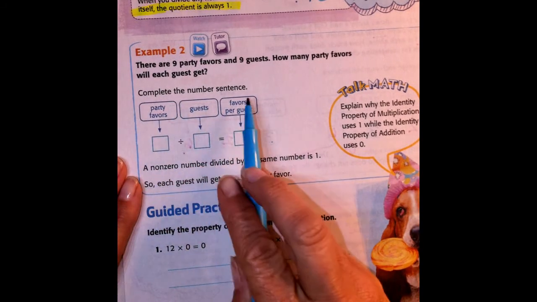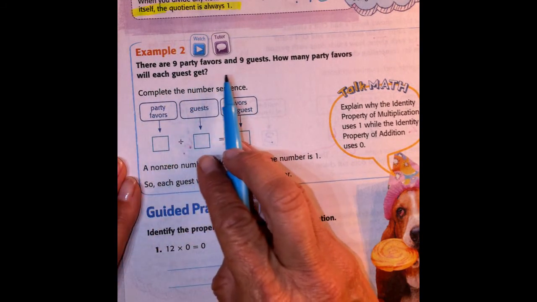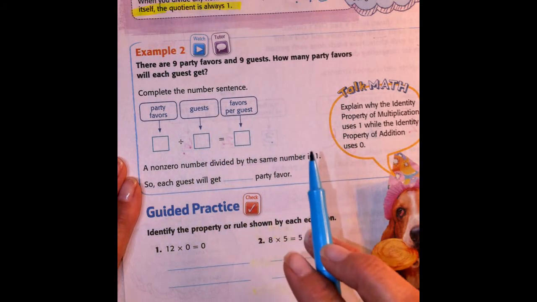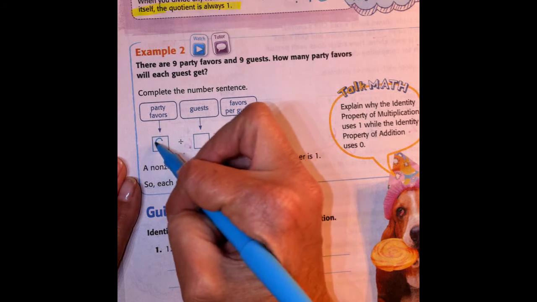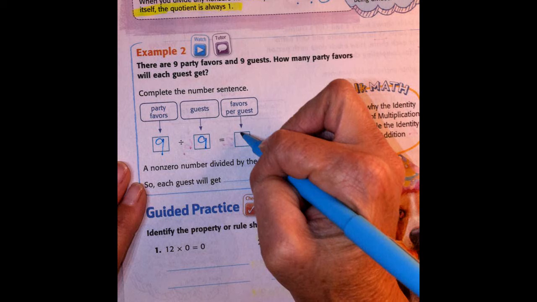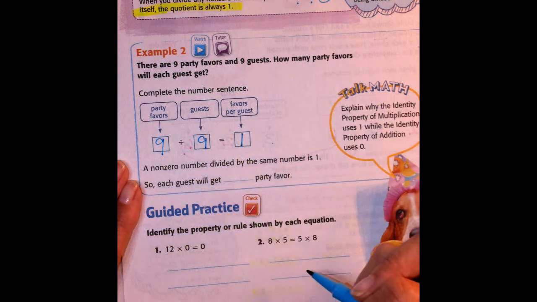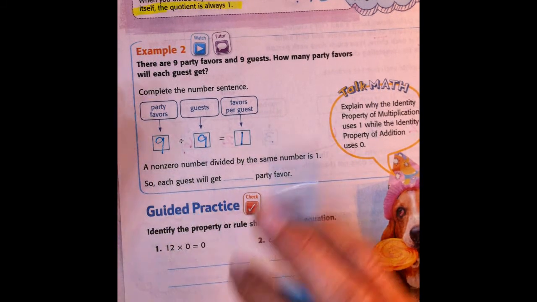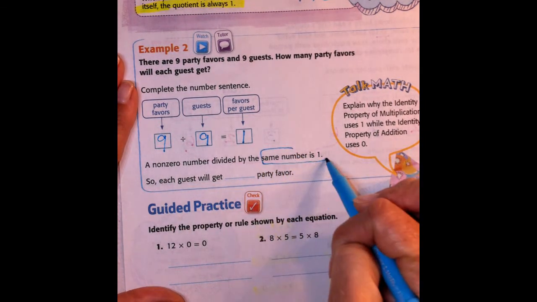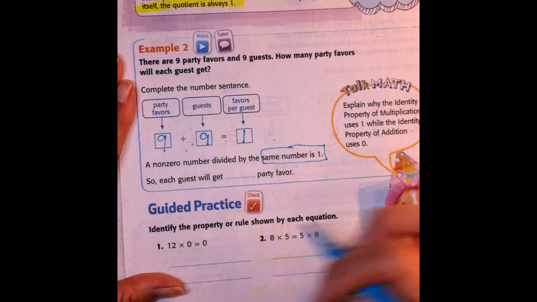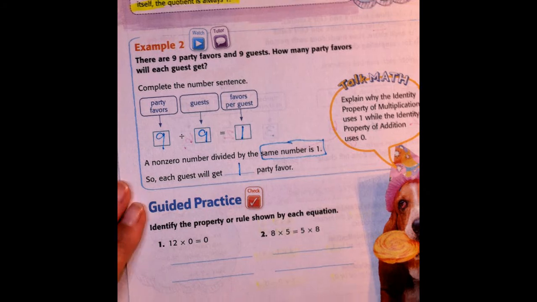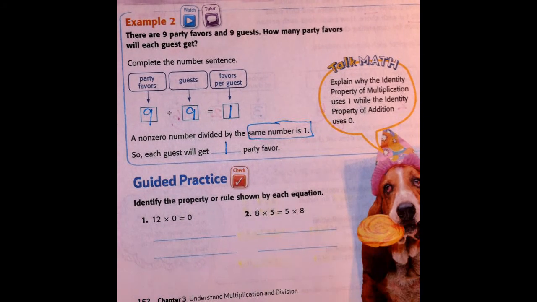So looking at example 2, it says there are 9 party favors and 9 guests. How many party favors will each guest get? There's 9 party favors, 9 guests, so each person is going to get 1. So a non-zero number, any number that's not a 0, divided by the same number is always going to be 1. So each guest will get 1 party favor. You can go ahead and do the rest.